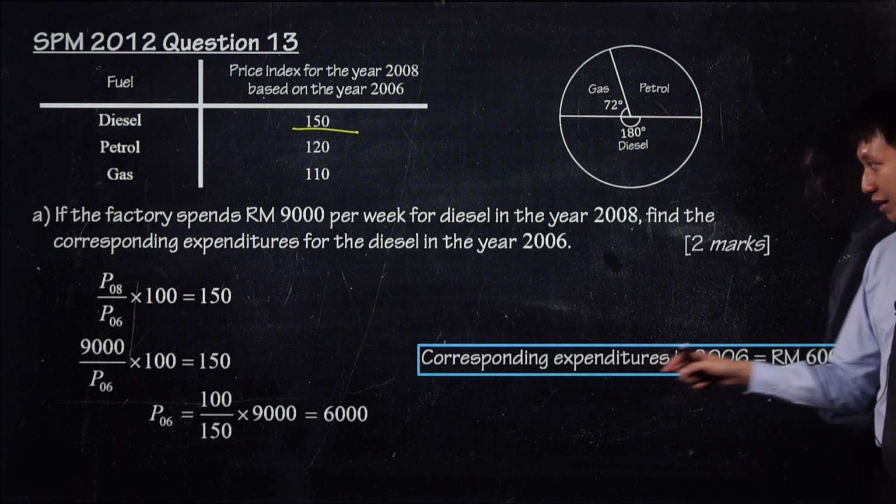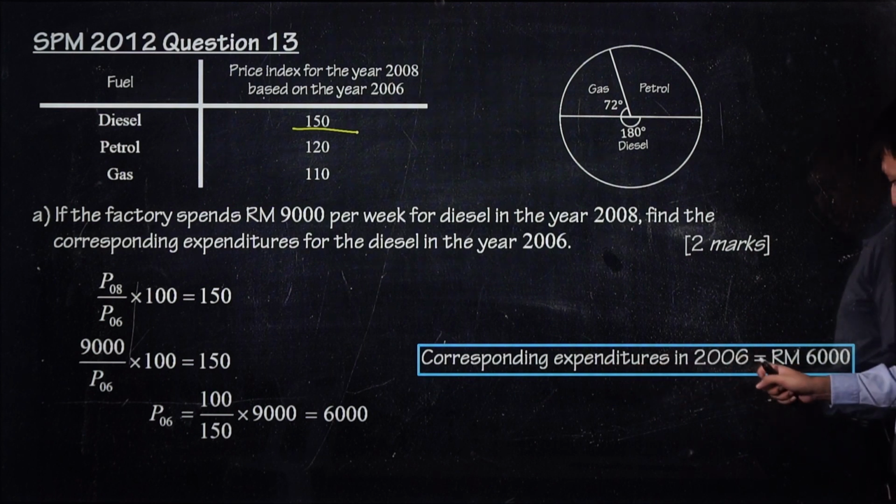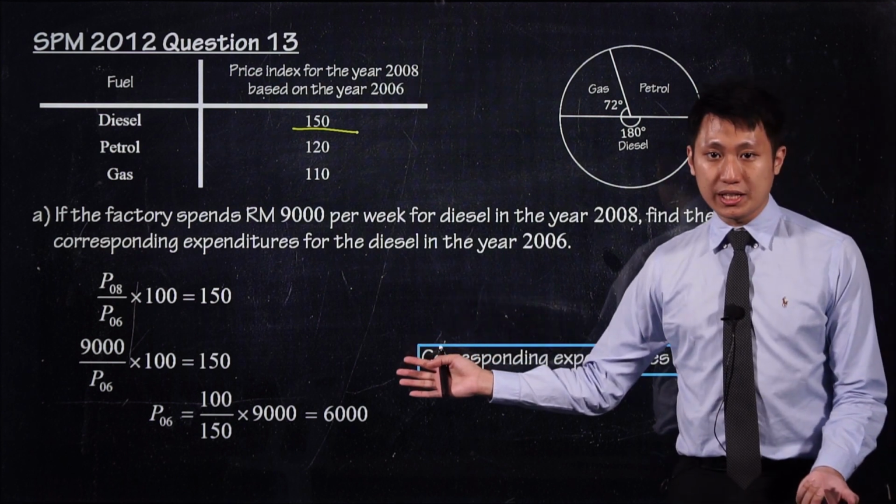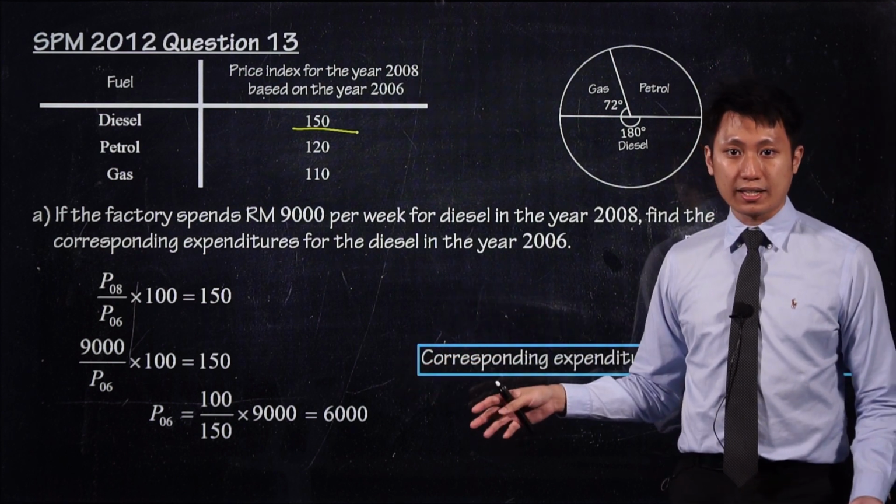So the corresponding expenditure in 2006 is this thing. Here you don't need to use the composite index, because it's not needed.